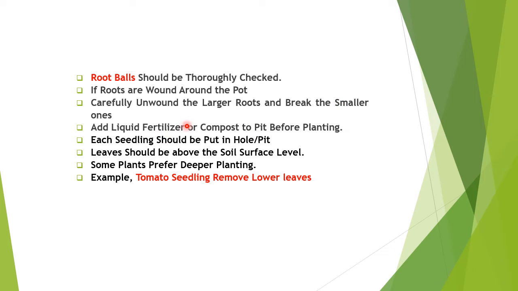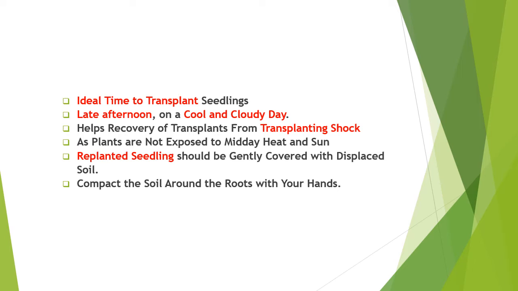Add liquid fertilizer or compost to the pit before planting. Each seedling should be put in a hole or a pit, and leaves should be above the soil surface level. Some plants prefer deeper planting. Suppose tomato seedlings. For that, what you do is you plant the tomato seedling and you remove the lower leaves and then put it in the soil, because they need deeper planting.